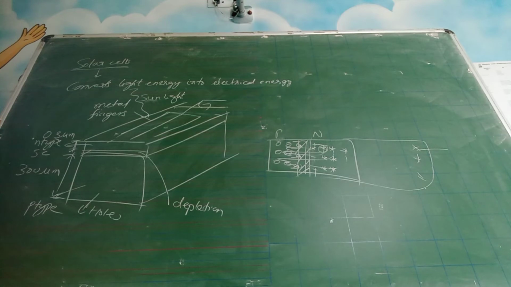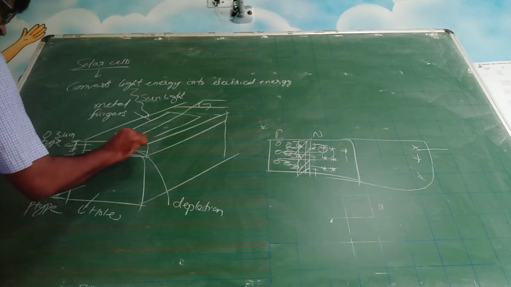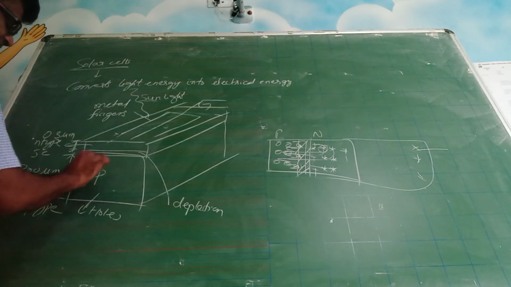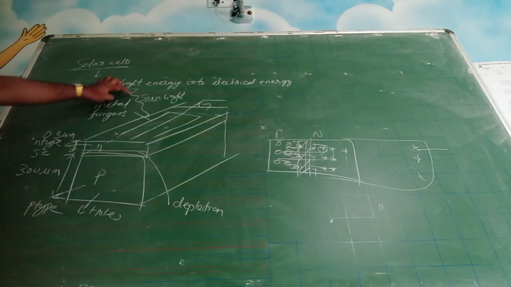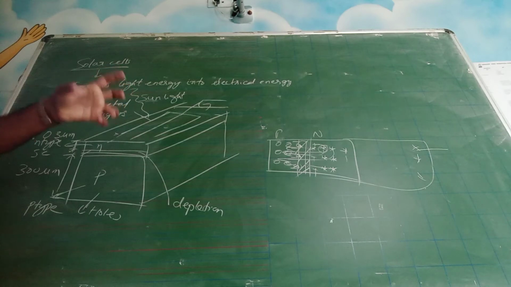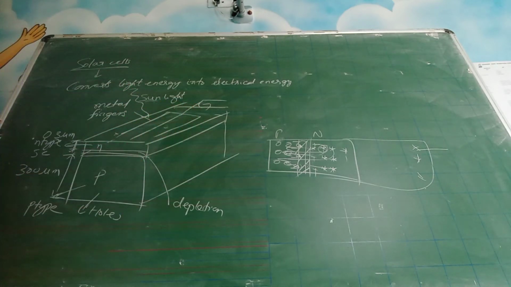More electrons will be there on the metal finger. And in this region, where we are showing the N-type semiconductor, what will happen? This is P-type, this is N-type. When light comes and hits, some free electrons are created. Those free electrons stick on to this good conductor of electricity.